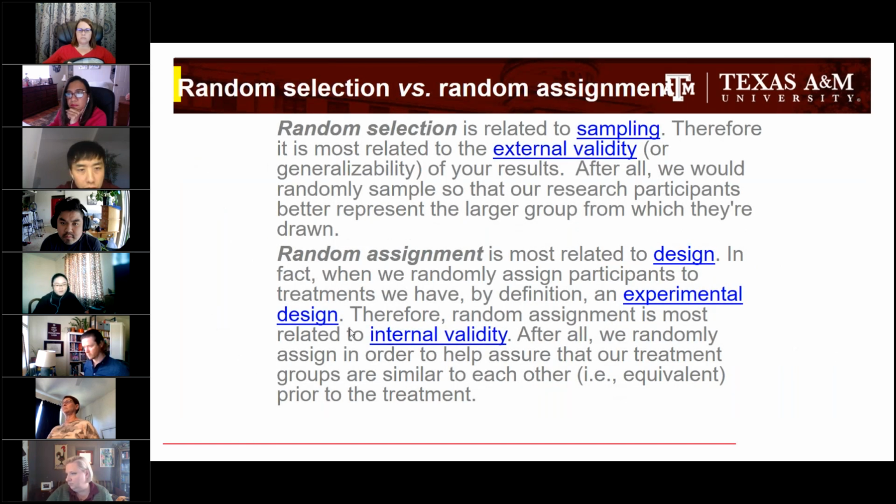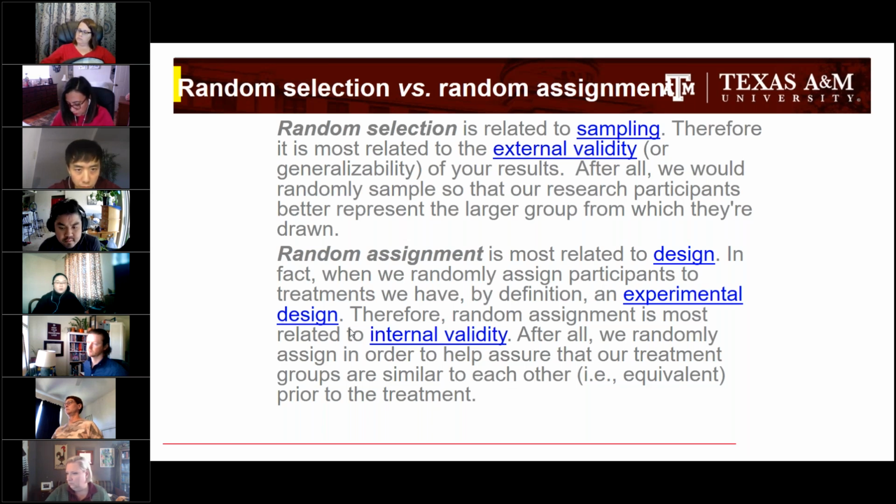So here I also want to emphasize that random selection is different from random assignment. Random selection is related to sampling. So it's mostly related to external validity. So we can say that a random sample can better represent the larger group from which they are drawn.